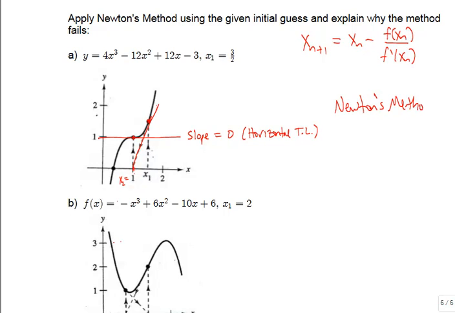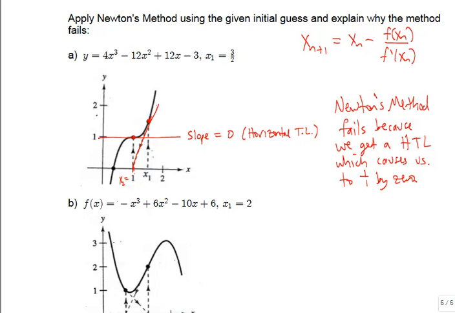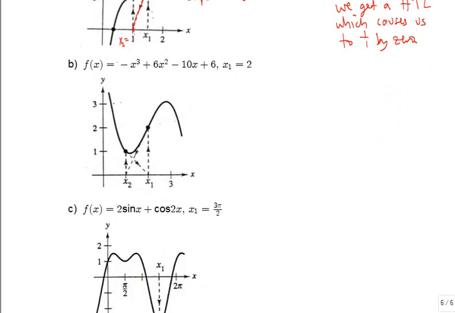So Newton's method fails in this example because we get a horizontal tangent line, which causes us to divide by 0. So Newton's method will immediately stop because we won't have another intercept that we will get for our next guess. Okay? So as soon as you hit a horizontal tangent line, you're stuck. All right? Let's see what goes wrong in the next example.